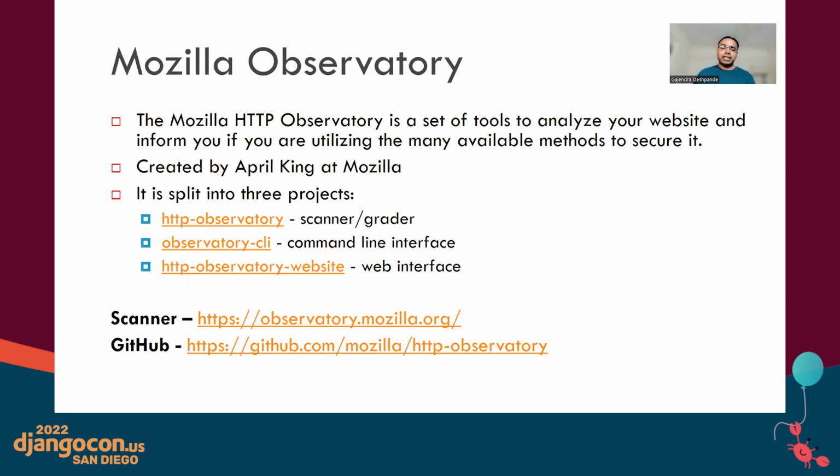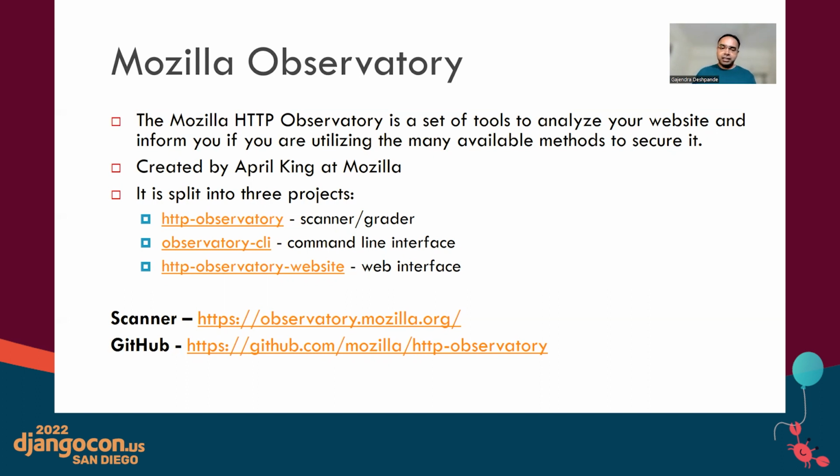Basically, you should get an A plus score. When you get an A plus score, that means your website has passed the security test and it is secure. Then the second tool is Observatory CLI, which is a command line interface. Finally, there is a web interface, the HTTP Observatory website.